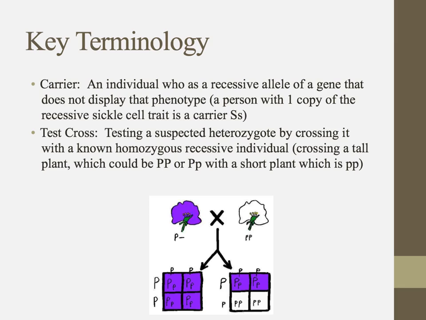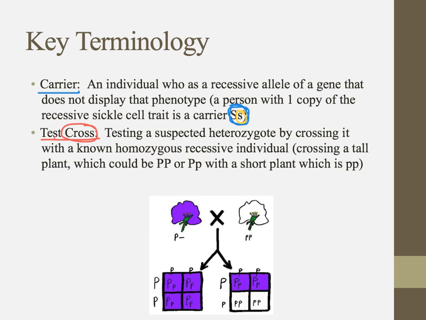All right, we're also going to run into this word carrier quite a bit, and this is a person who has a recessive allele in their genotype, but because it's recessive, they don't display it in their phenotype. Okay, so they have to be heterozygous, a dominant and a recessive allele, and so we say that they carry this recessive allele because they don't show that trait, but they still have that in their genes.